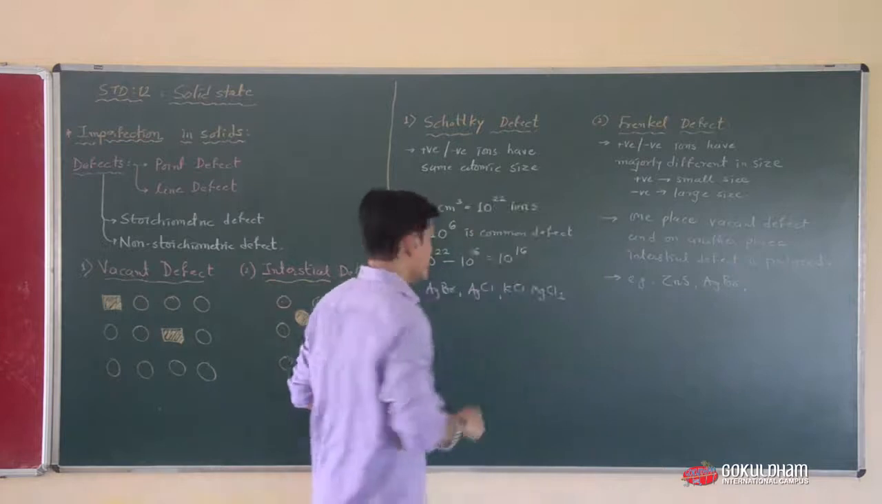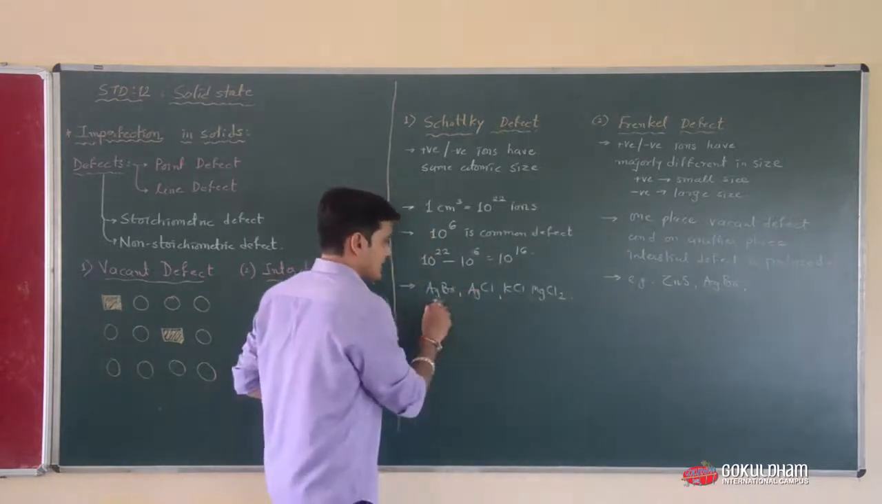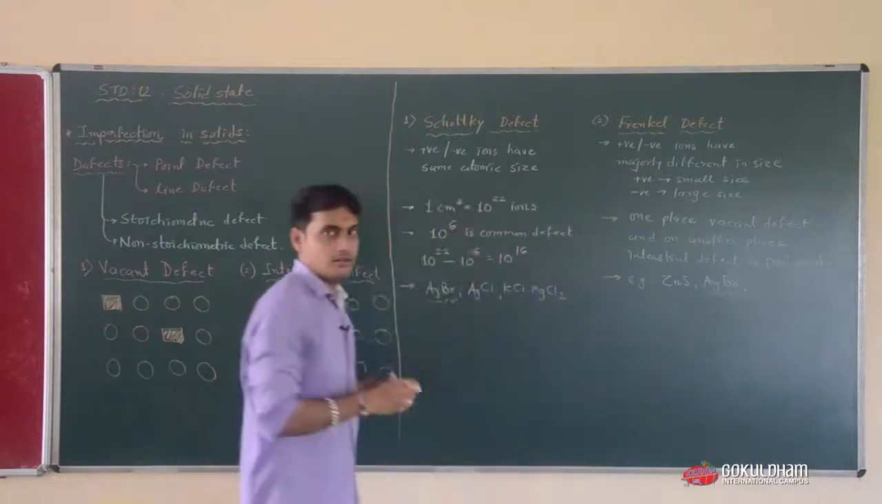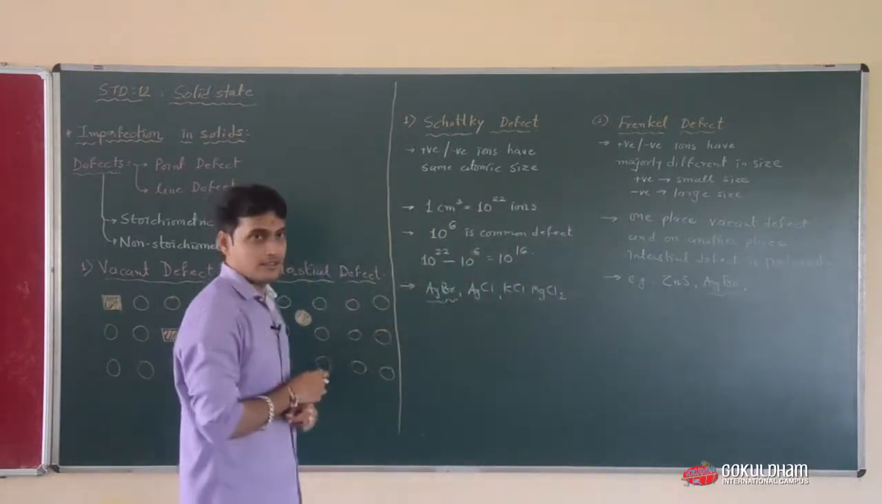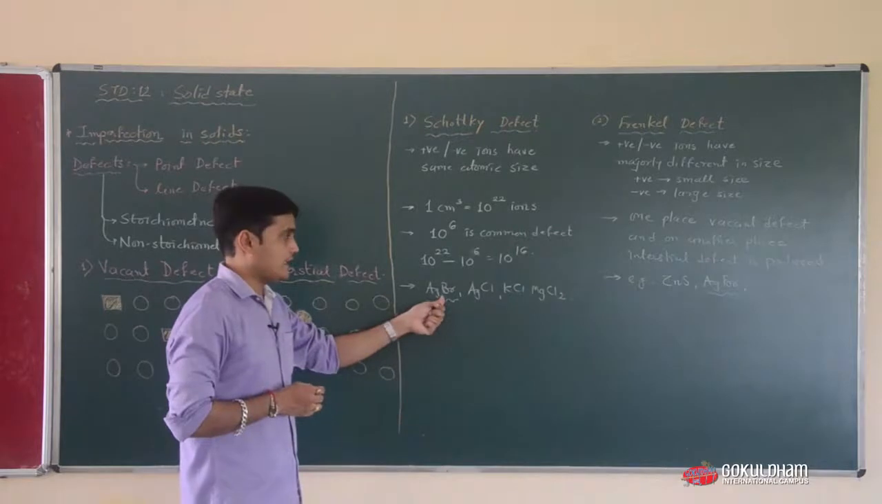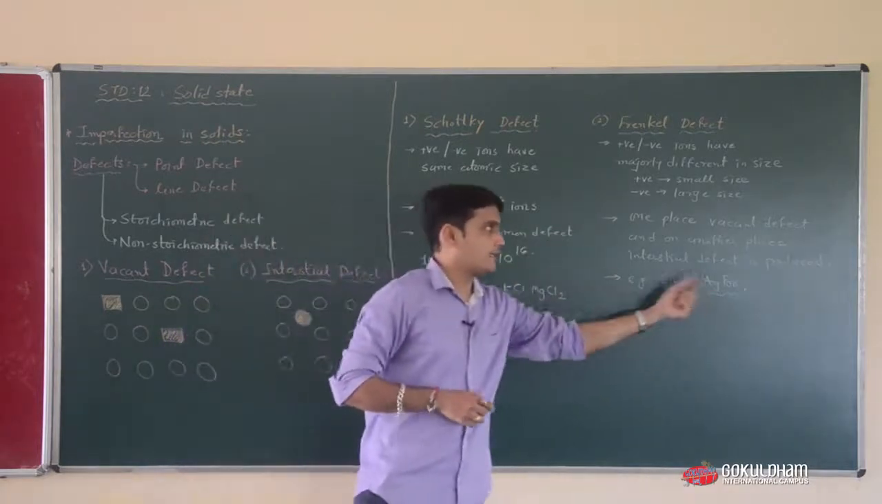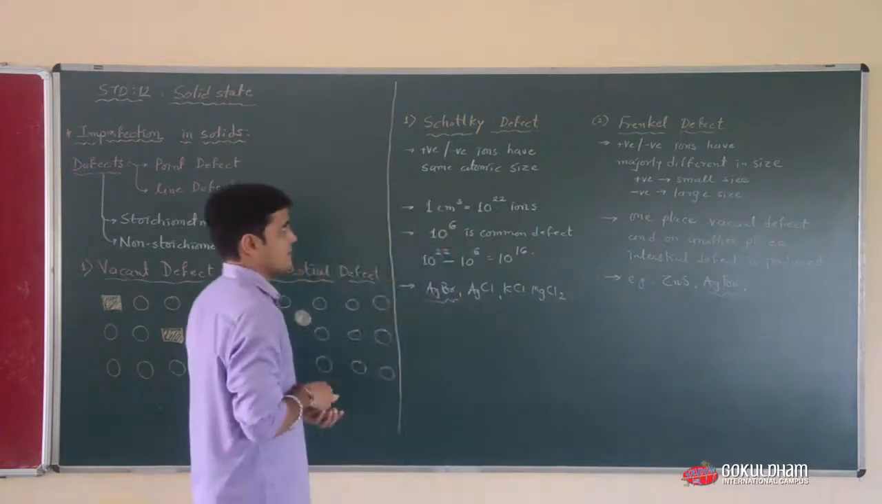AgBr. You notice that AgBr is common in both the defects. So AgBr can show Schottky defect as well as Frenkel defect simultaneously.